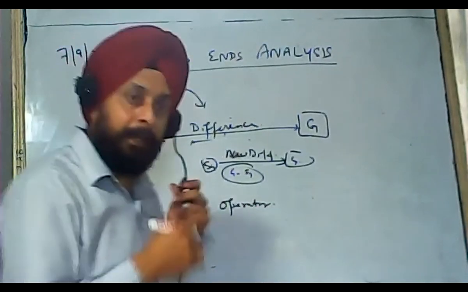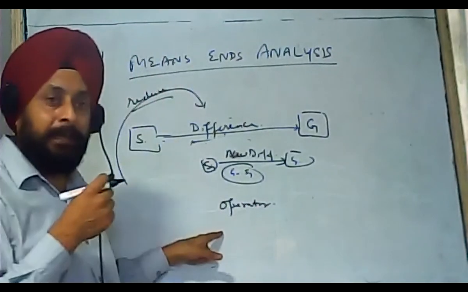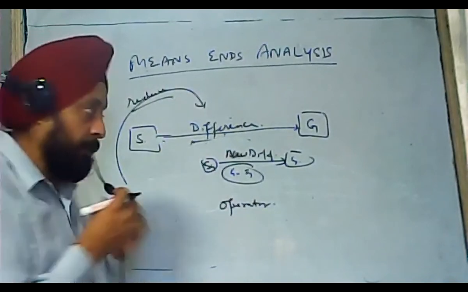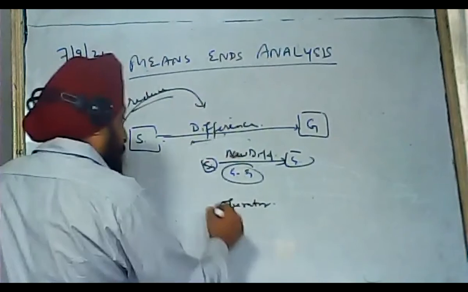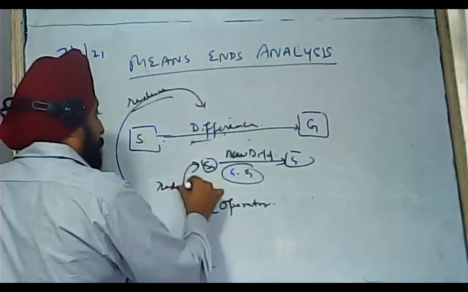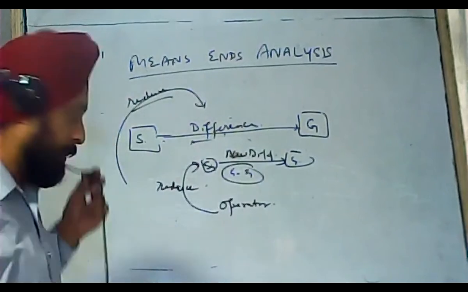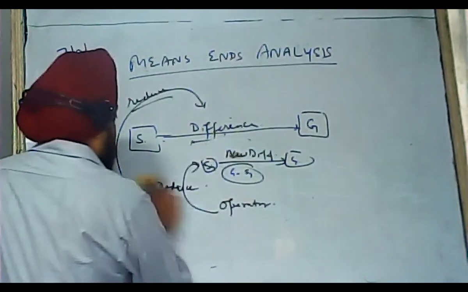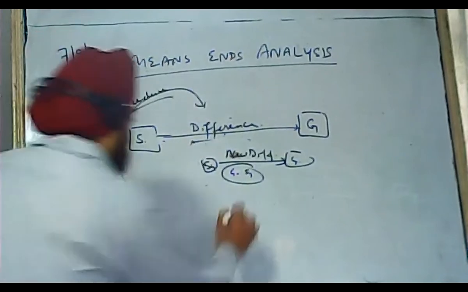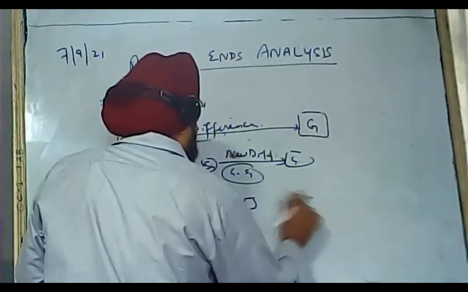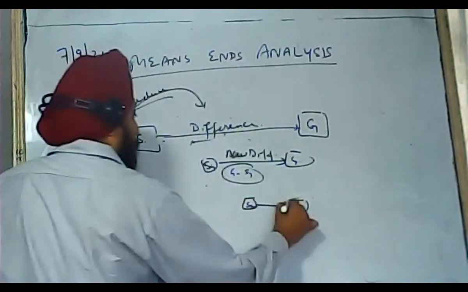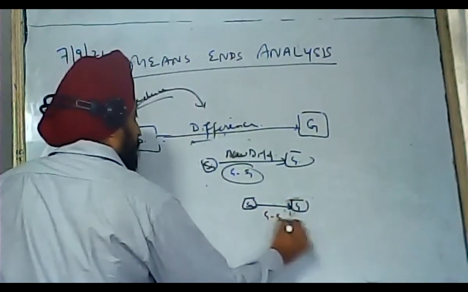It can be the same operator which you have applied earlier, or it can be a different operator after taking the first step. Whatever operator you have selected, you apply it, which will reduce the difference. Suppose after applying this, the new result becomes S2. So now the new difference will be G minus S2.